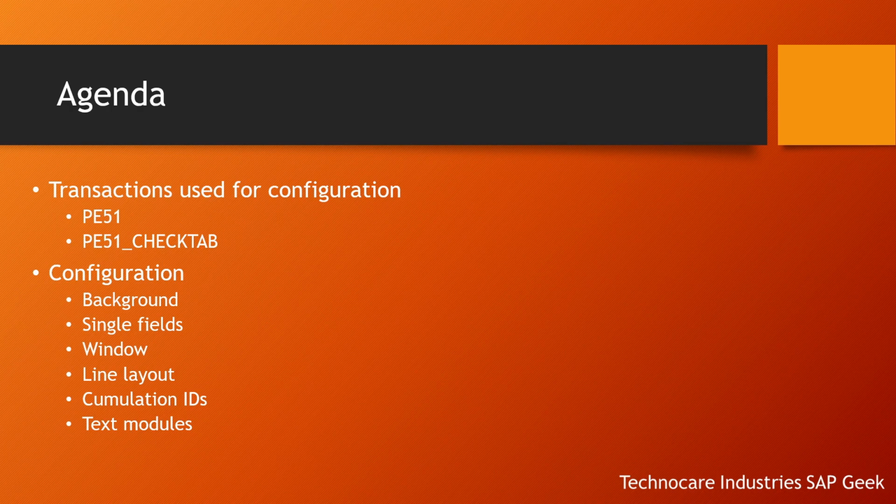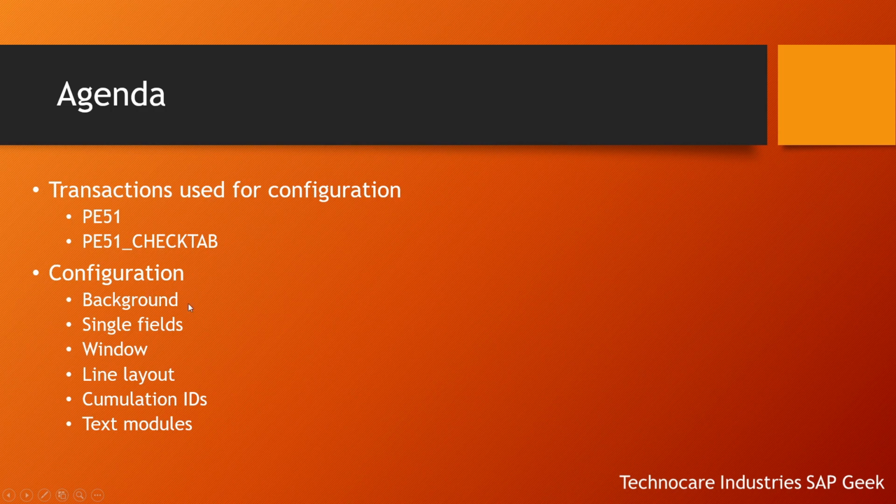So the transactions used for configuring payslip are PE51 and PE51 check tab. PE51 check tab is only used for adding any additional tables which are currently not present in the payslip configuration. We'll be seeing these transactions in detail in the upcoming part of this video, and we'll be looking at these steps of the configuration.